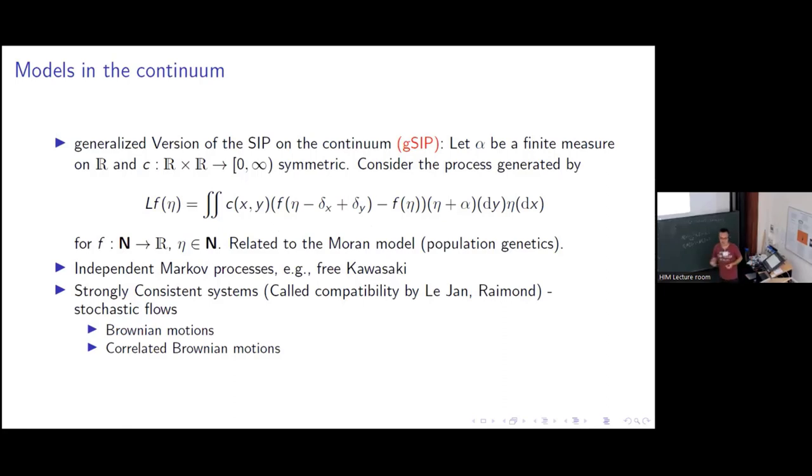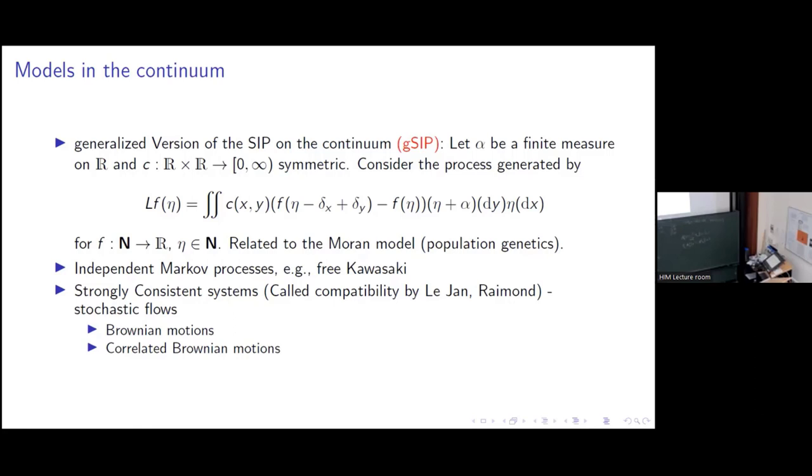It's more or less our invention, but here it is. So what we should do, we take some C. These replace the conductances. That is now a symmetric function, also measurable, and should be non-negative. And instead of these alpha, we take a finite measure. And that is now the generator.